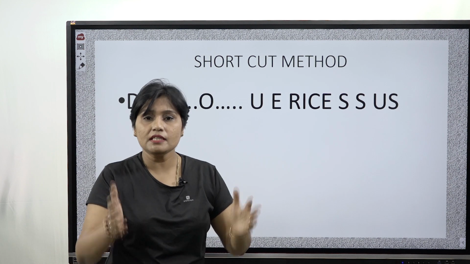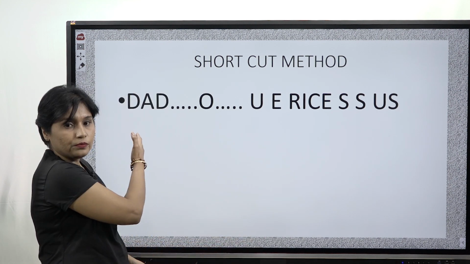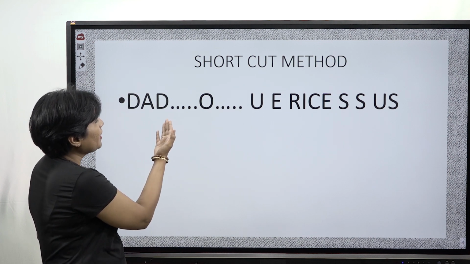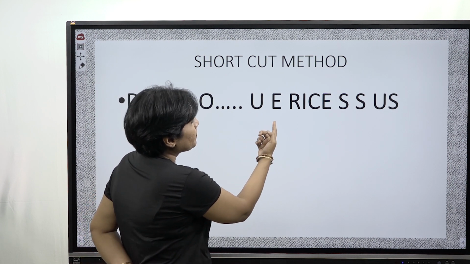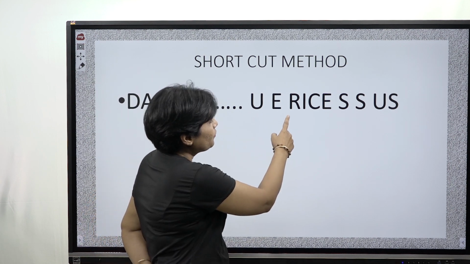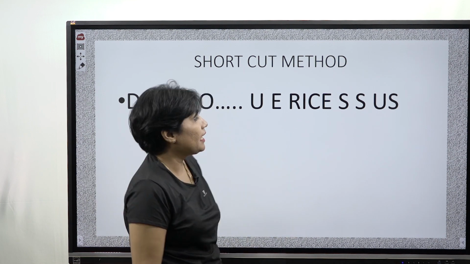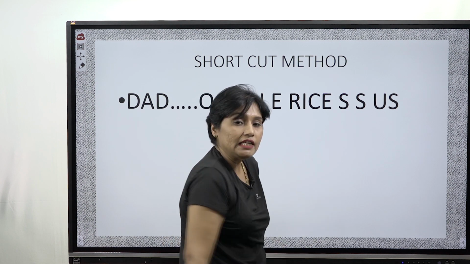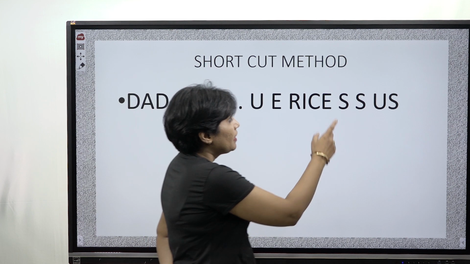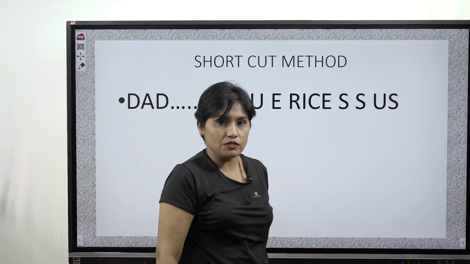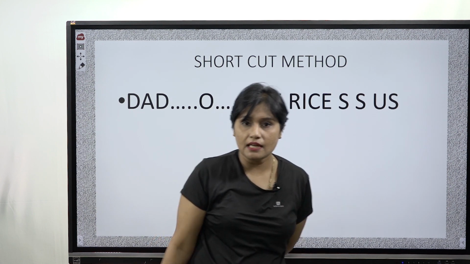So if this funny statement is registered, then this goes easy. Now, D for division of work, A for authority, again D for discipline, O for order, U for unity of command, E for esprit de corps, R for remuneration, I for initiative, C for centralization and decentralization, E for equity, S for subordination of individual interest to group interest, again S for stability of tenure of personnel, U for unity of direction and S for scalar chain.